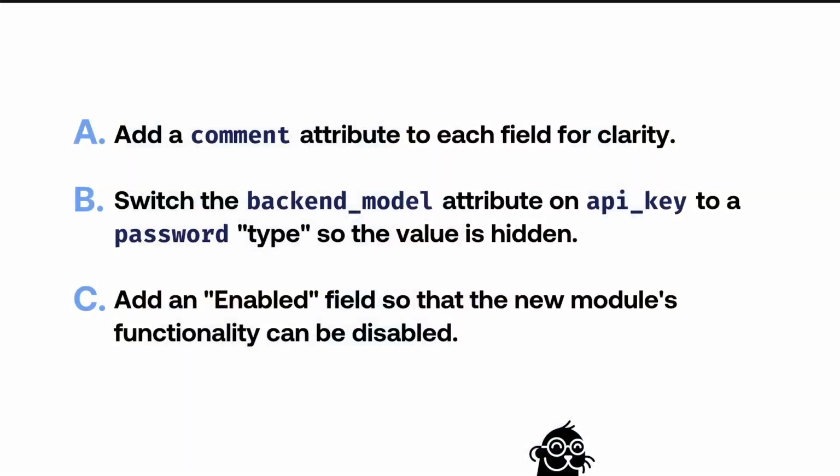Now for option B, we'll take a look at it again. We have switching the backend model attribute on the API key to a password type so that the value is hidden. Now I'll just go ahead and admit that this is the trick answer. While having the password type set so that the value is obscured could be a good option and is a good option in some scenarios, we are definitely not going to want to recommend removing the backend model that encrypts the value. That is going to be an integral part of keeping things secure.